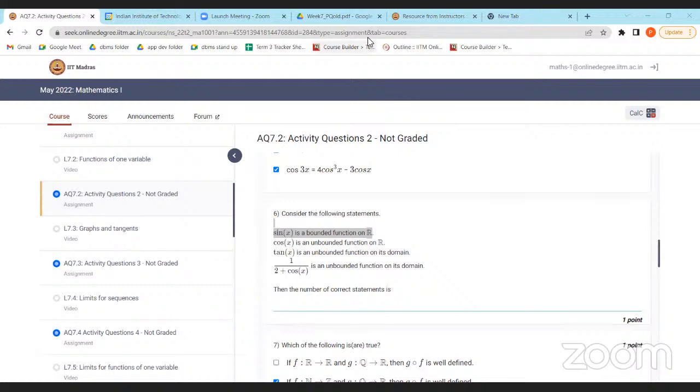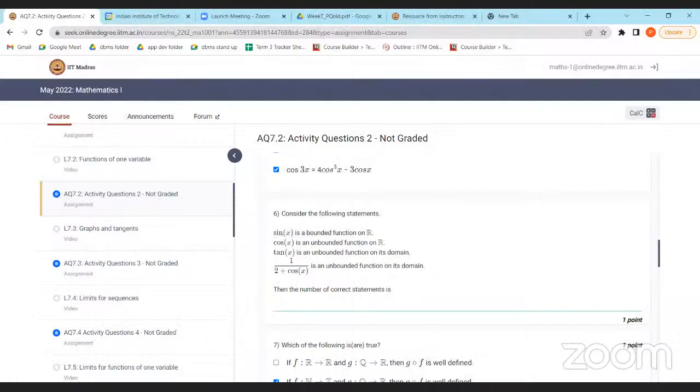Wait, my screen is visible, right? Now it's visible, right? Yes, sir. Yeah. So the graph of sin x is like this.